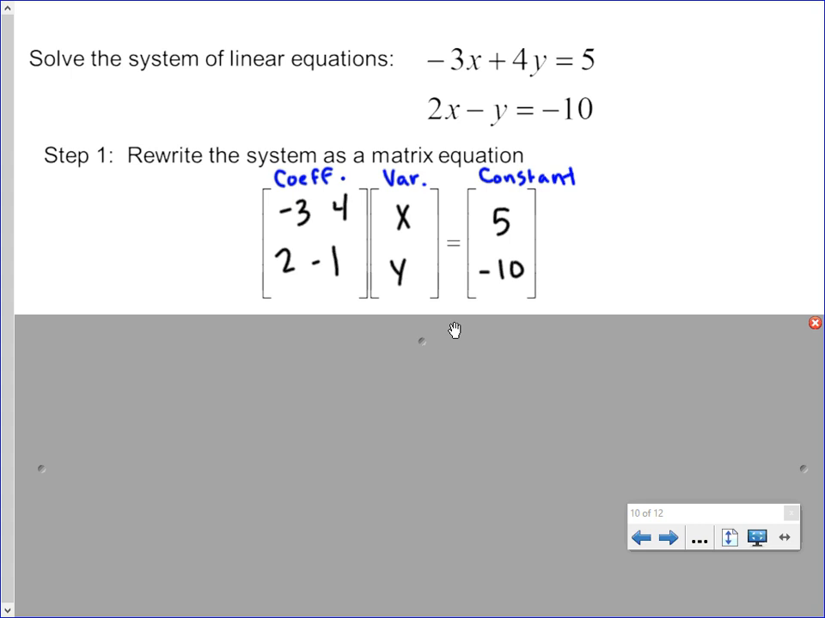Now, you could think about what we did yesterday, operations, multiplication with matrices, and matrix equality. If I were to multiply this first row of the coefficient matrix by my variable matrix, I will get negative 3x plus 4y, and that would have to equal on the other side 5. So there's my first equation. And the second row would be 2x minus y equals negative 10. So that's the second equation in the system. These represent A, X, and B.